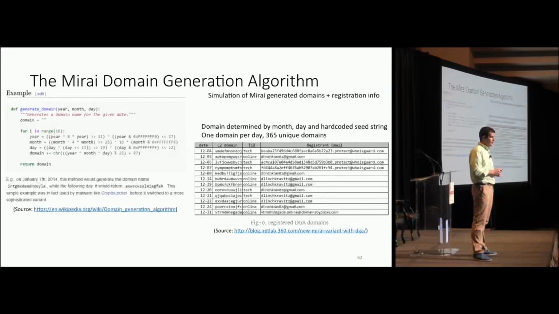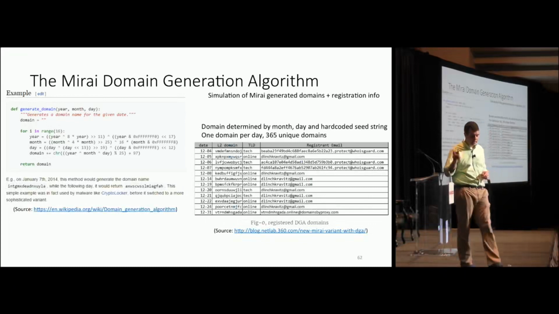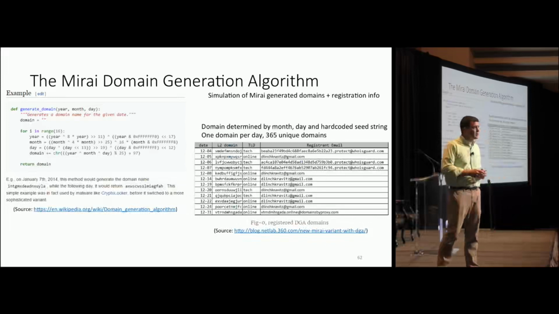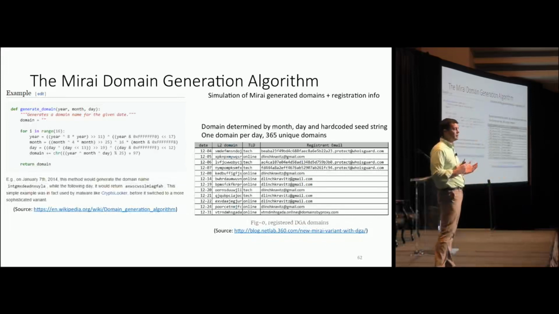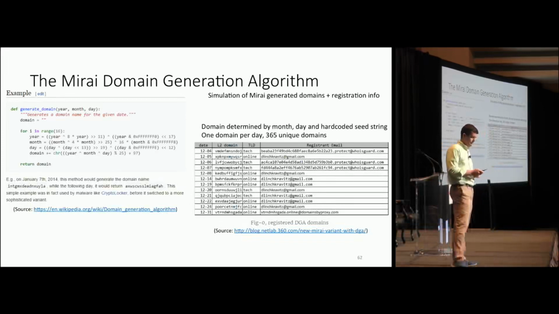Sorry. This is an example of the guys at 360. I believe that they're the ones who discovered this, but this is their example of how the domain algorithm in Mirai works. Just a statement to how this thing can be easily modified and changed, and really, with the code being available to all of us, we can do anything that we need it to do, right?